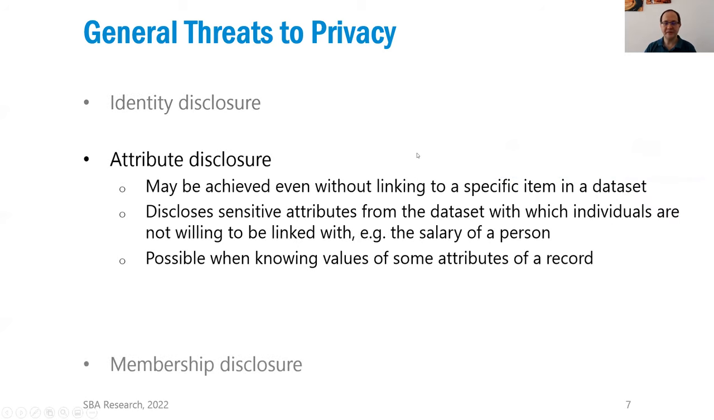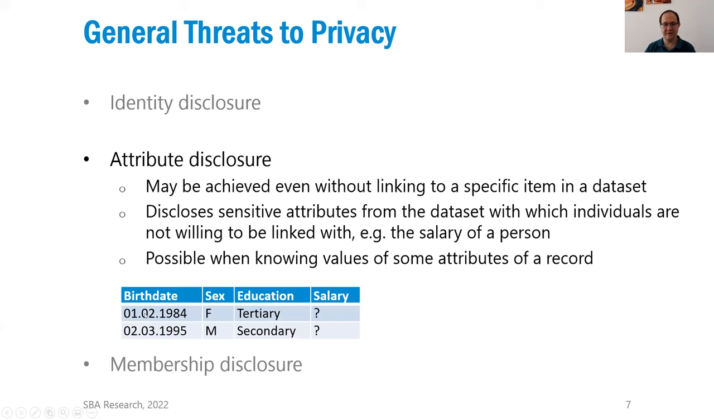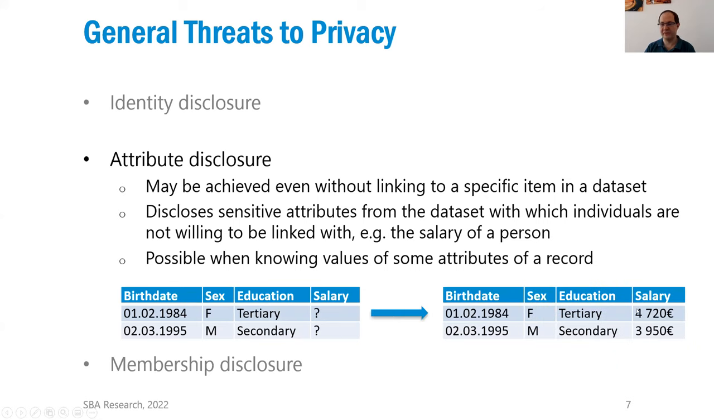Attribute disclosure, I could do even if I'm not able to specifically link a name or an identifier to a certain row in a data set, but basically this discloses some sensitive attributes which you would normally not like to have revealed, for example, the salary of a person. So for example, if I know a similar data set from before, I have a birth date, I know the sex of a person and the education, and I don't know information about the salary. But if I'm able to actually infer the salary for these records, then this would be attribute disclosure because I'm revealing information about an attribute that I didn't know before.